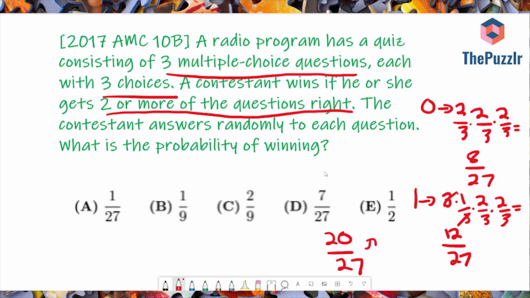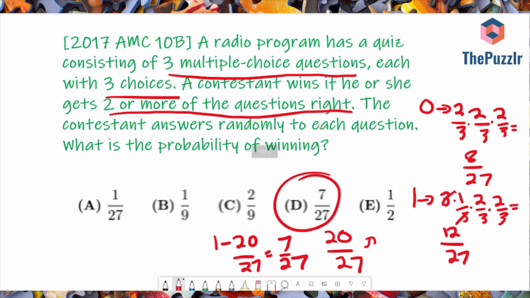That's the chance that the contestant gets 1 or 0 questions correct. But we're looking for 2 or more. And if they don't get 1 or 0 correct, then they got 2 or more correct. So that's 1 minus 20 over 27, which gives us 7 over 27. Let's move on.